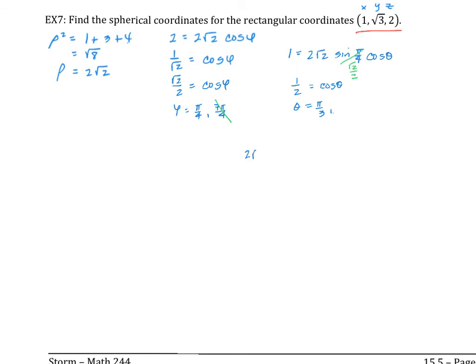I have 2 square root of 2. It's always rho, and then we do phi, and then we do theta. So pi over 4, pi over 3. So a little bit of back and forth, a little bit tricky.